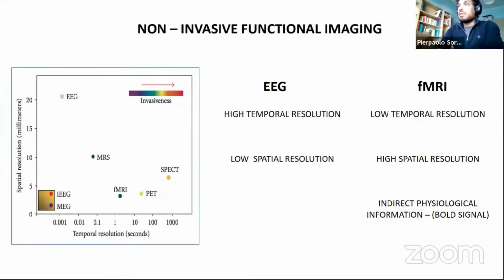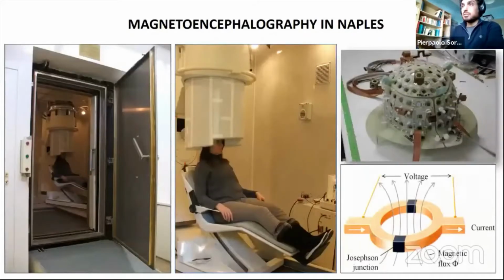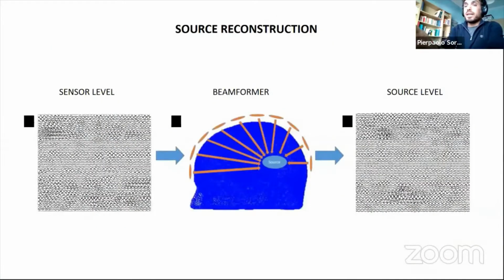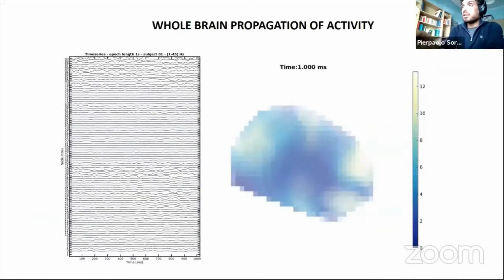To investigate this, we used MEG, which I won't introduce because it has been done extensively. Ours is in Naples, at Partenopea University and the National Research Council. This is the subject with the head inside, and this is the SQUID array, which normally you don't see because it's inside the dewar. It can record the activity produced by the brain. We can source reconstruct, which I will skip because it has already been explained.